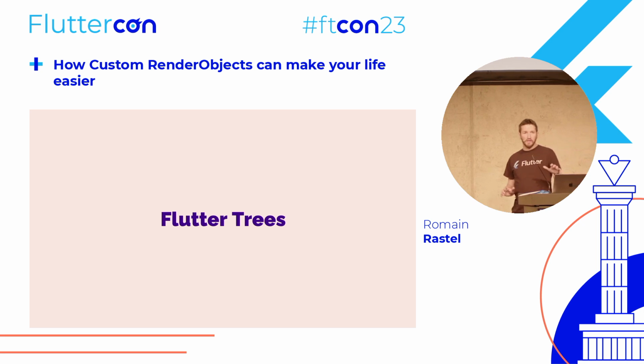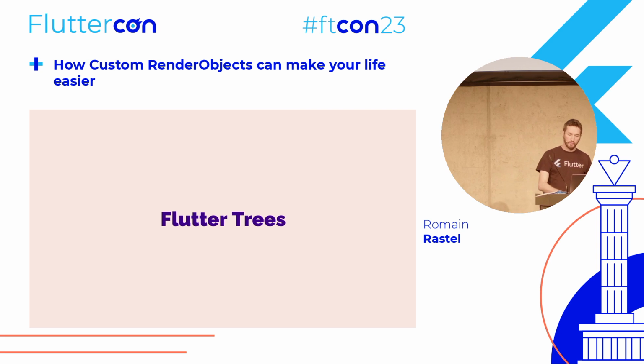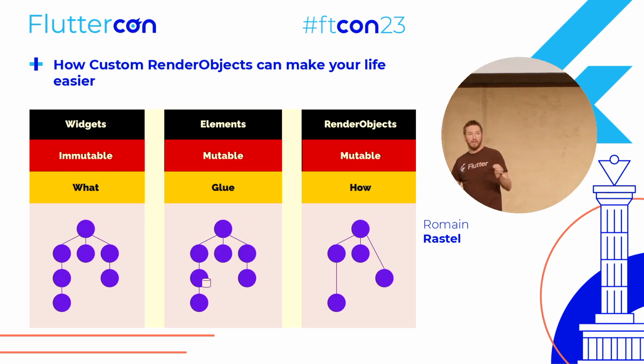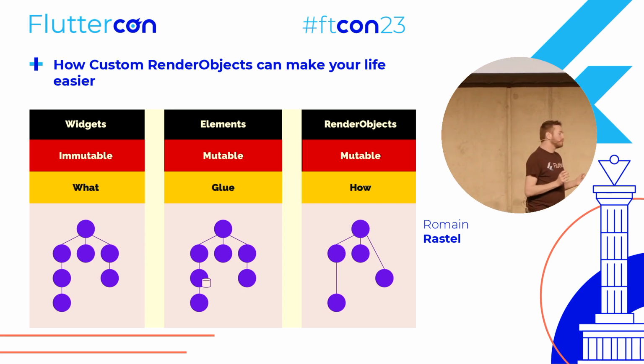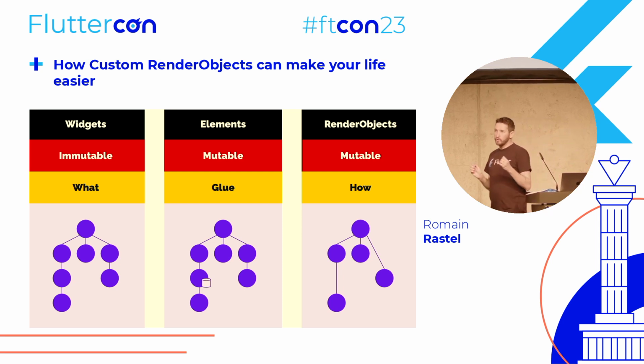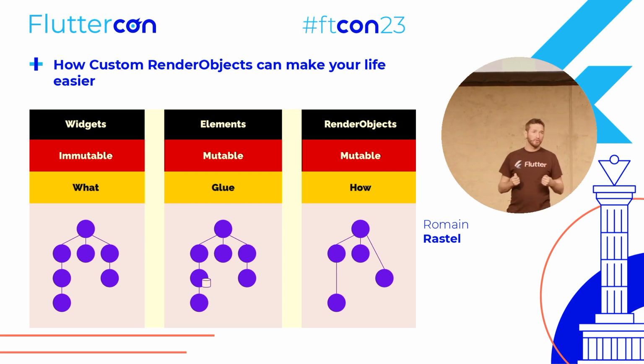So before diving into our subject, let's take a step back and look at the following slide. On the left, you have what you use in your everyday life, the widgets. They are the blueprints of your views. They describe what you want to do. They are the main part of the declarative paradigm in Flutter. They are immutable, so when you want to change something on your screens, you have to create a new instance of that widget with the properties to change.